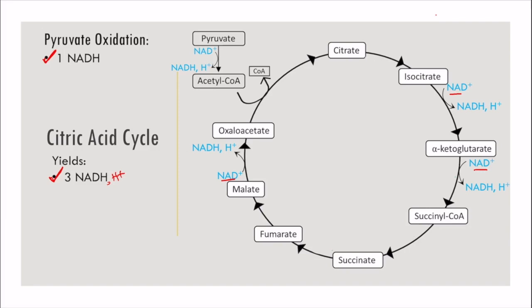So far, the only carrier on the scene has been NAD, but in our discussion on oxidation reduction reactions, we talked about 2 main carriers, NAD and FAD. And in the TCA cycle, one step down here at the bottom does take an FAD and load it up with an electron. So the citric acid cycle yields 3 NADH and 1 FADH2, 4 separate high energy electron carriers.